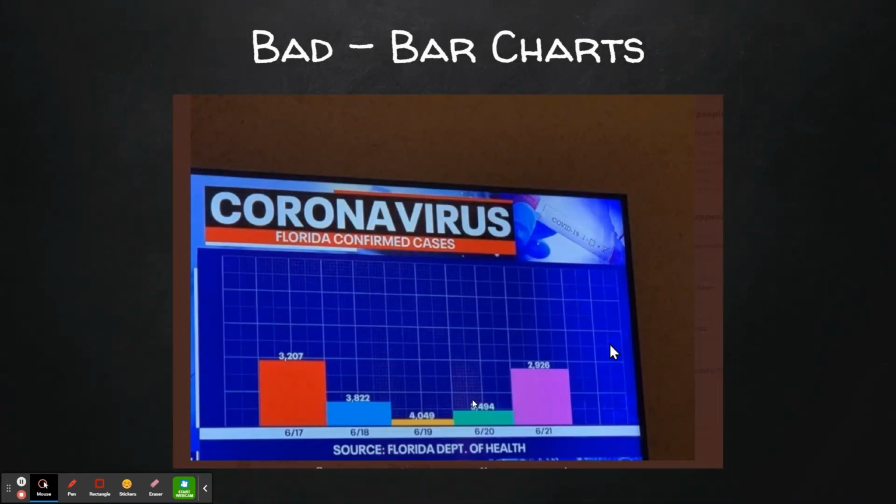Oh, here's some bad graphs. Here's a bad bar chart that someone put out during COVID. I don't really understand what's going on with this. Just soak in all the badness here for a second.